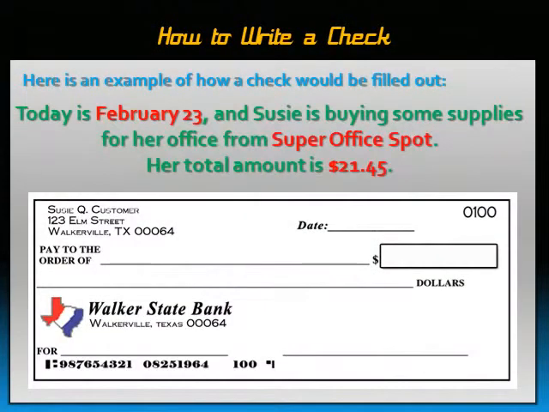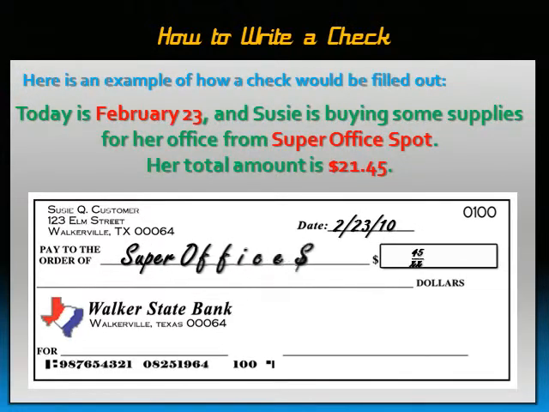Now, here we have an example of how a check would be filled out. Let's imagine that today is February 23rd, and Susie is buying some supplies for her office from the Super Office Spot. Her total amount is $21.45. She'll put in the date. She'll pay to the order of the Super Office Spot.